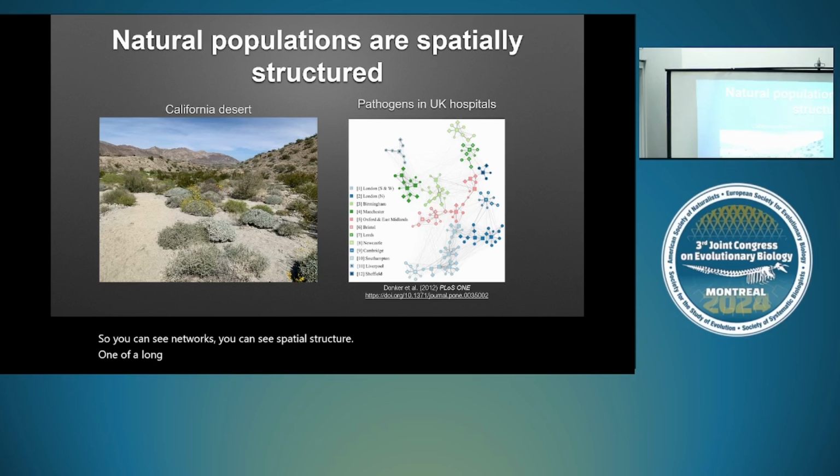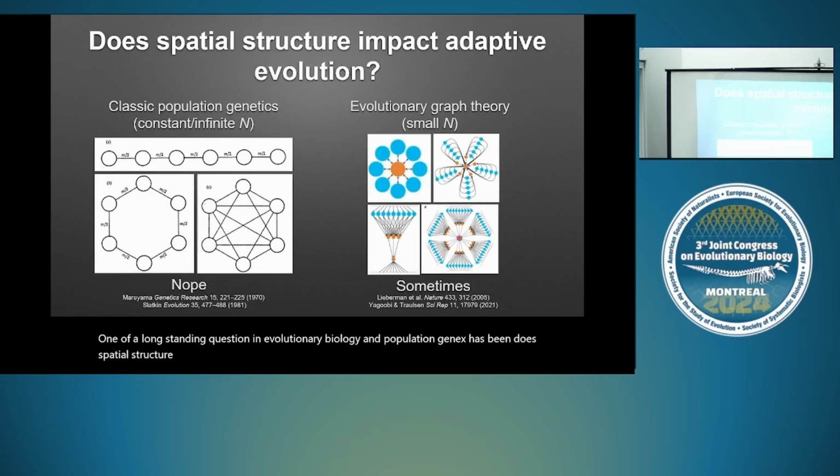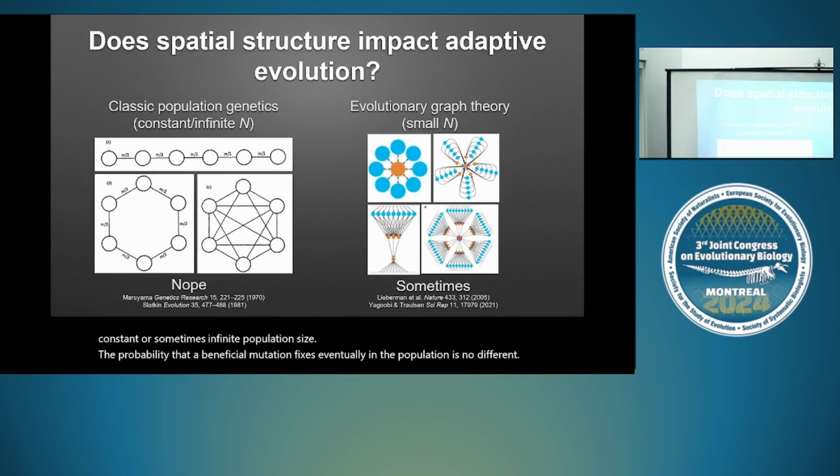A long-standing question in evolutionary biology and population genetics has been, does spatial structure actually impact the pace of adaptive evolution? And the consensus out of early population genetic models built off of a Fisher-Wright population model was that most of the time, no. Yes, there are certain instances, migration-selection balance. If you have lots of migration, it can impede selection. But in stepping stone models and other island models that assume a constant or sometimes infinite population size, the probability that a beneficial mutation eventually fixes in the population is no different in these spatially structured metapopulations than it is in a well-mixed population.